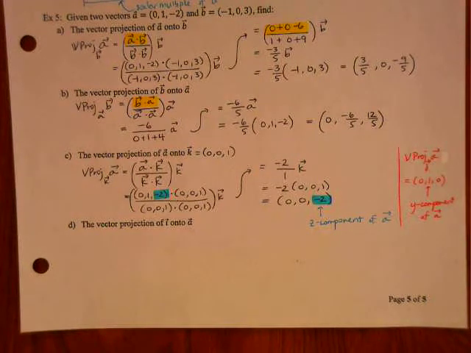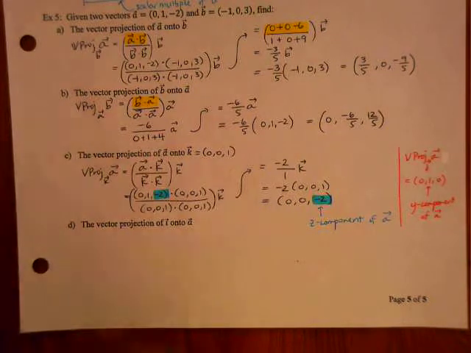And what if I asked you for the vector projection of A onto I? What would it be? It's going to be the 0 vector. It's the x component of vector A. Okay, the 0 vector.